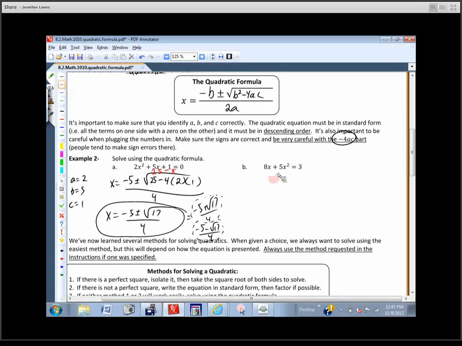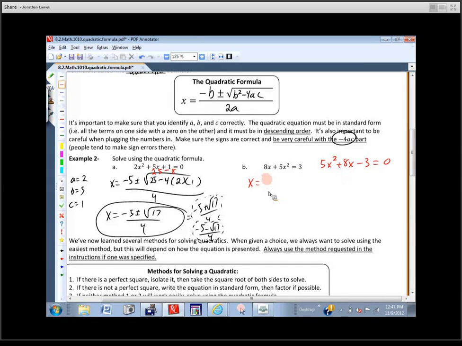Okay. Can you tell me what's wrong with this one? It's not in descending order. So we're going to rewrite it like this: 5x squared plus 8x. And the other problem is it's not equal to 0. So I need to move that over to the other side. If you were to plug in a positive 3 for c, you're going to get the answer wrong. So here's what we've got.